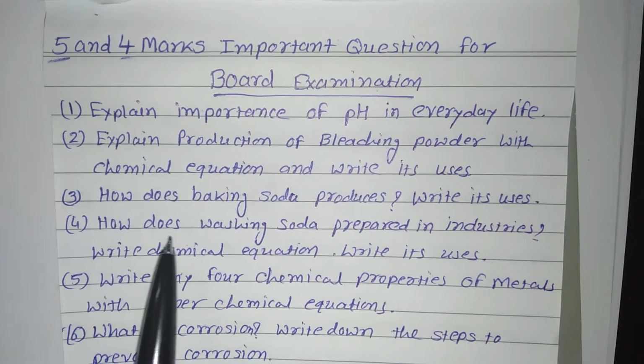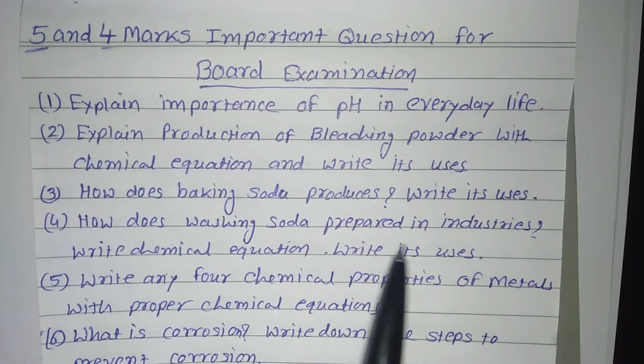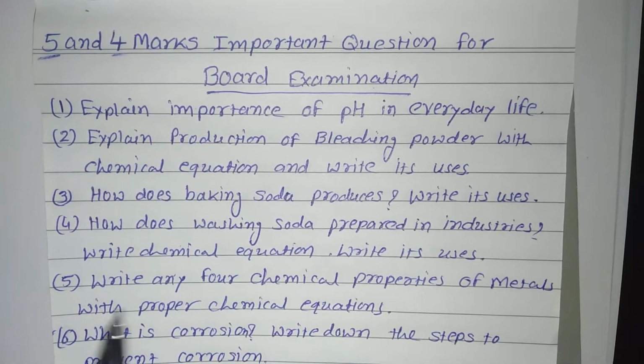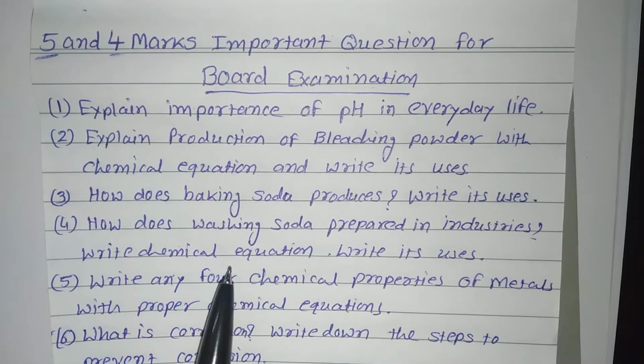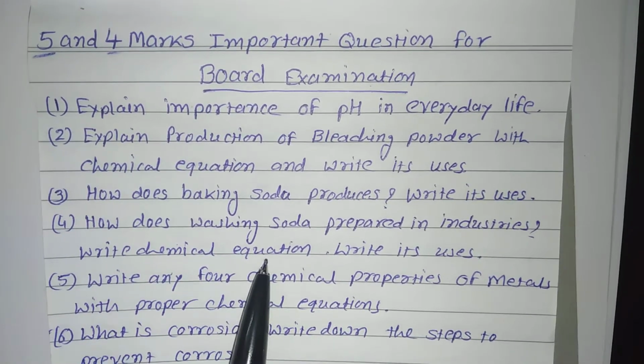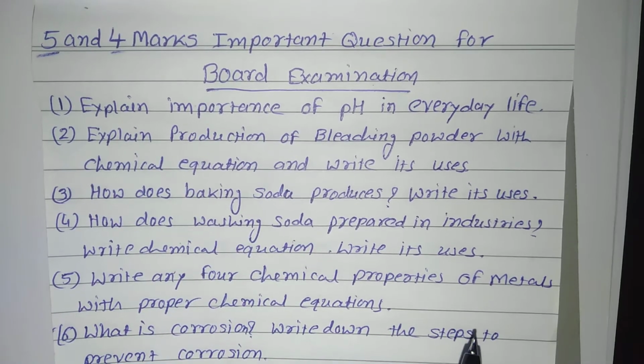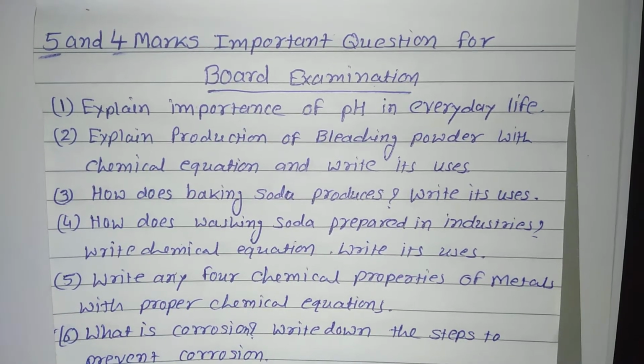Question 4, how is washing soda prepared in industries? Industrial production of washing soda you have to write, with the help of chemical equation. So write the chemical equation as well as write its uses too. This is of 5 marks or 4 mark question.